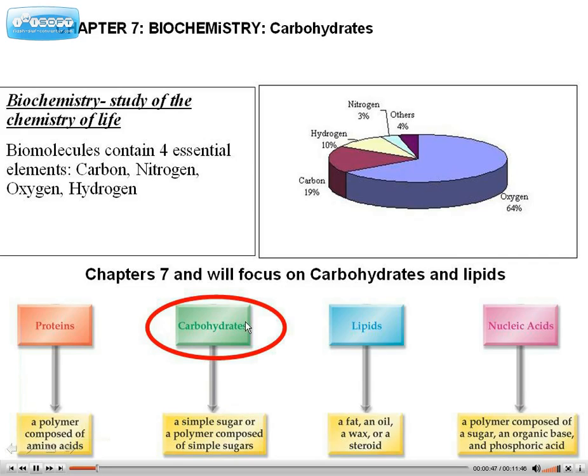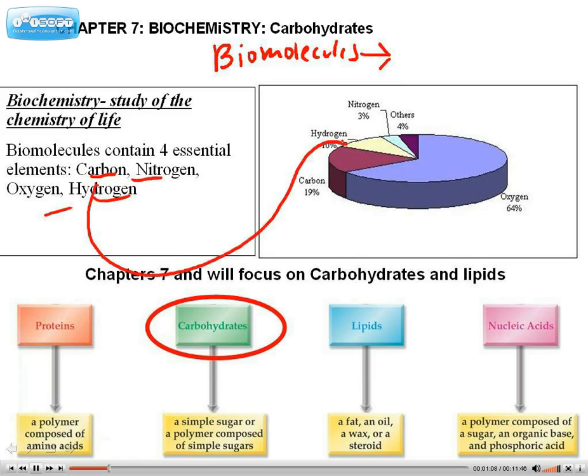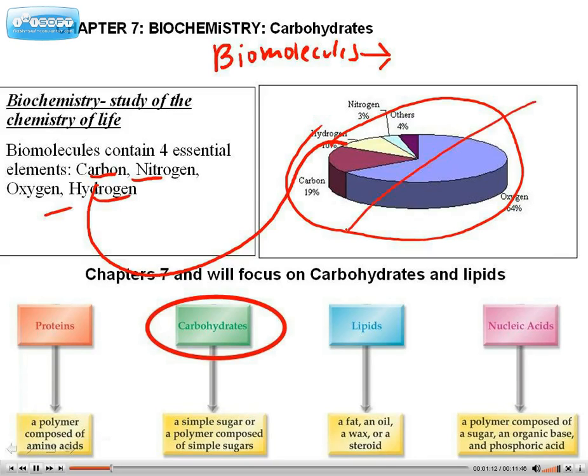Biomolecules are any type of molecules that are found in life, such as a living cell, for example. They tend to contain carbon, nitrogen, oxygen, and hydrogen. And here is a pie breakdown of the different percentages. You're not responsible for memorizing the numbers. This is just for you to look at.